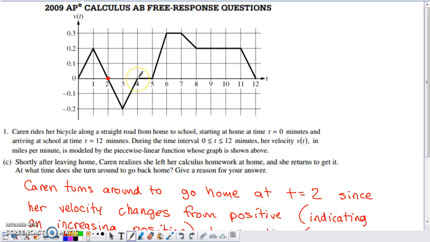At the t-value of 4, we see 0 for velocity. So during this minute stretch of the graph, that must be when she was in her house getting her homework. She's not moving back towards school yet. And then she moves back towards school, with positive velocities for the rest of the graph before she arrives at school at time t equals 12.